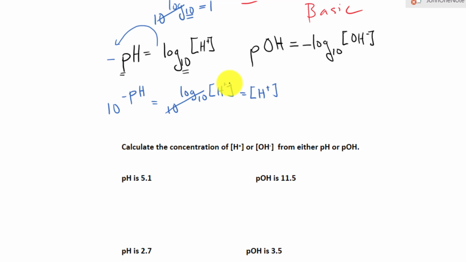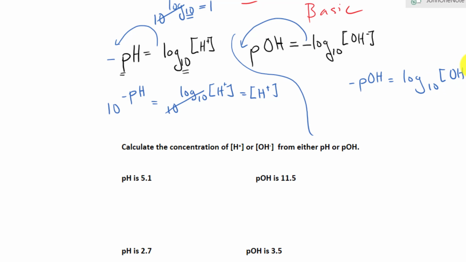Isn't that easy? And you can do the same thing for pOH as well. Let's do the same thing to the pOH. First, I bring the negative over. So I have negative pOH equal to log of the concentration of OH minus. Now, how do I get rid of this? I put 10 to the power of this, which is the same as the base. That simplifies to 1, and I do the same thing on this side as well. Therefore, our concentration of OH minus is equal to 10 to the negative pOH. And that's how you go back from pH or pOH to determine the concentration.